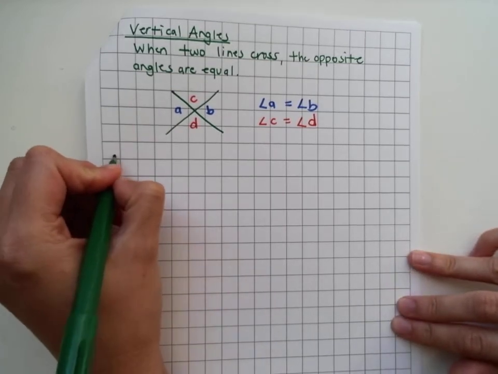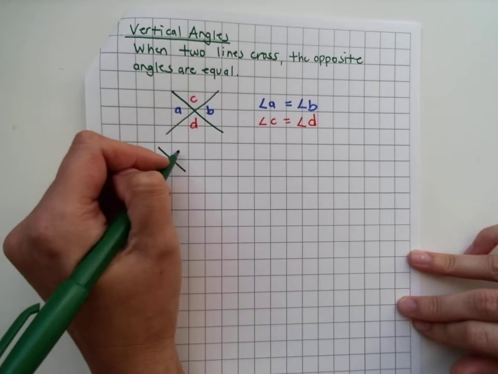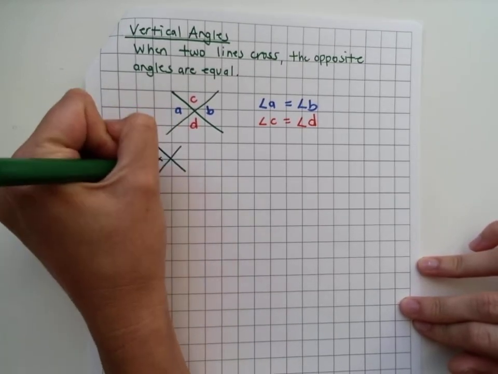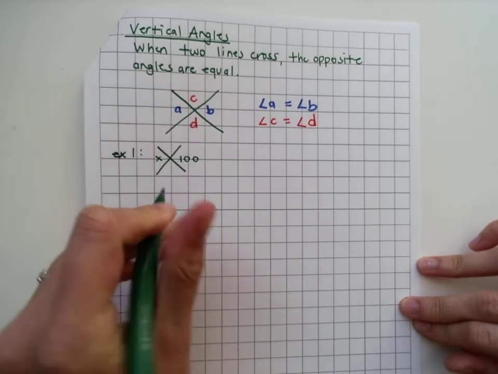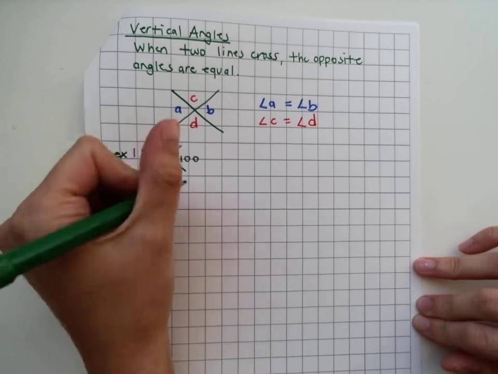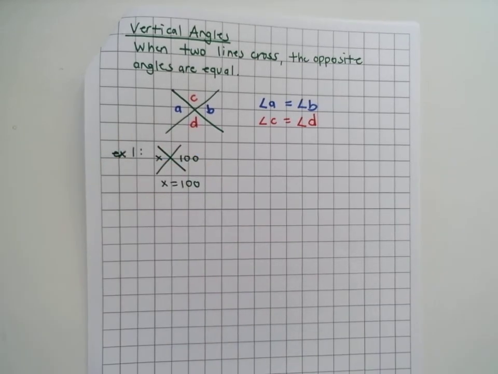So let's do one example. We have x, which is our unknown. Well, if we know the angle opposite of x is 100, then we know that x equals 100. They are equal.